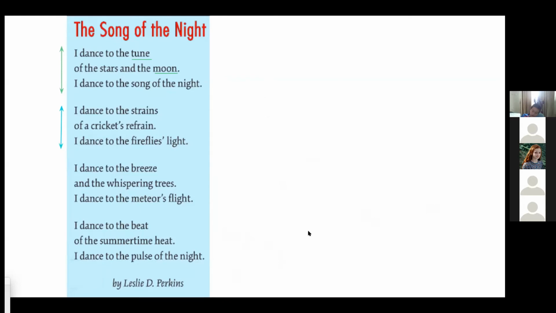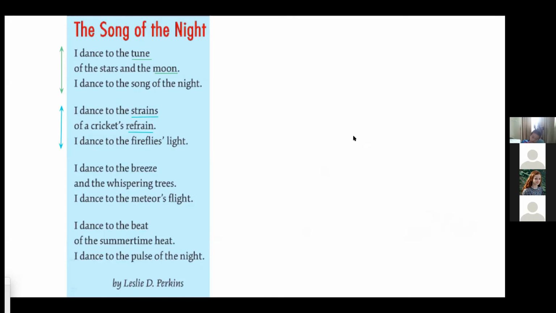Which two words rhyme in this verse? In verse number 2, I dance to the strains of a cricket's refrain. I dance to the firefly's light. So there's two words that almost rhyme in this one. Strains and refrain. Yep, good job. So we have strains and refrain. Okay. And let's look at verse number 3.